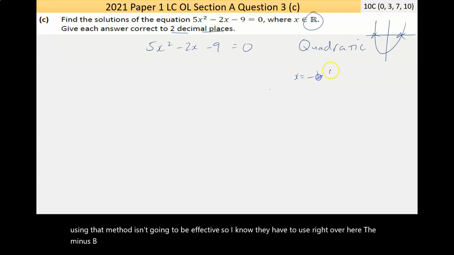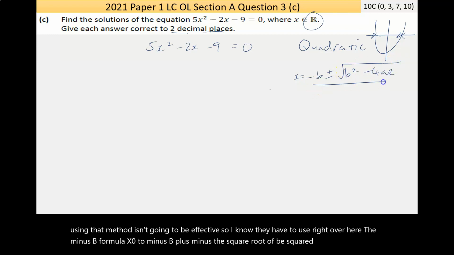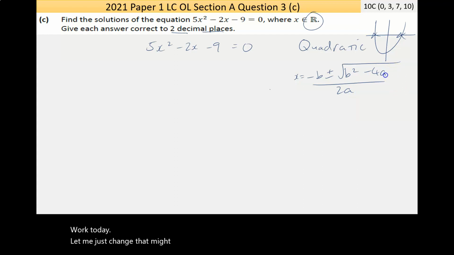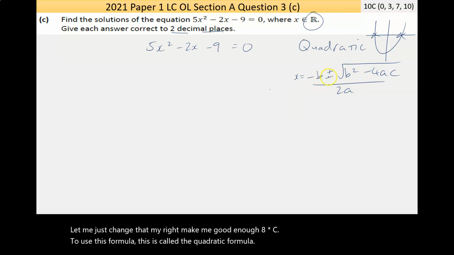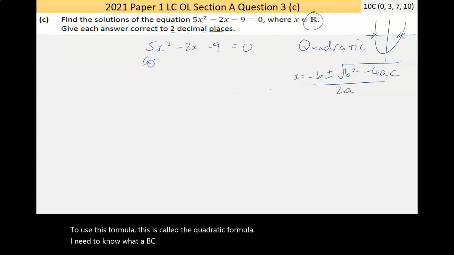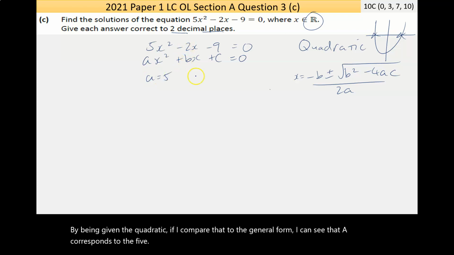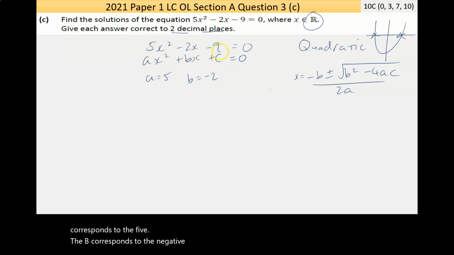X is equal to minus b plus or minus the square root of b squared minus 4ac all over 2a. Now let me just change that. My writing mightn't be good enough. A times c. Now to use this formula, this is called the quadratic formula. I need to know what a, b, and c are. And I'm given that in the question. By being given the quadratic, if I compare that to the general form, I can see that the a corresponds to the 5, the b corresponds to the negative 2, and the c corresponds to the negative 9.